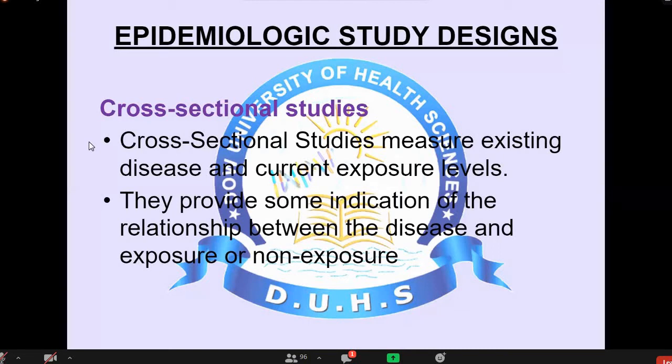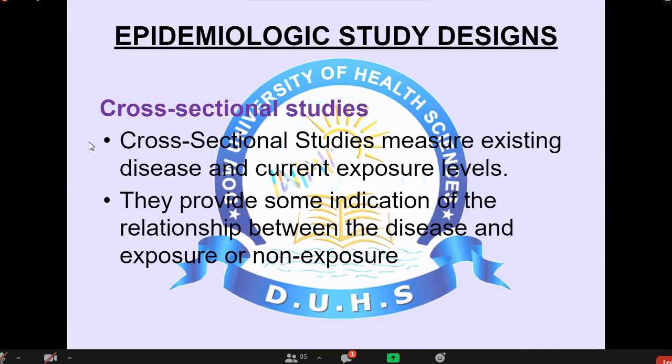But in cross-sectional studies, you must have the denominator. You must have a defined population from where you are getting your study participants. So in a cross-sectional study, we study the disease and its risk factor at the same time. Because we are studying the disease and its risk factor at the same time, we cannot make sense of which is causing what.